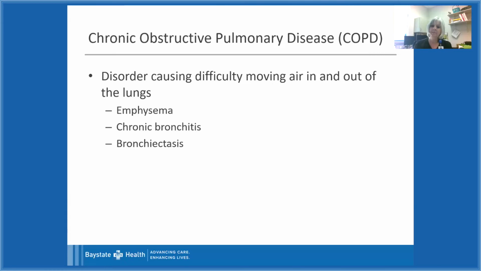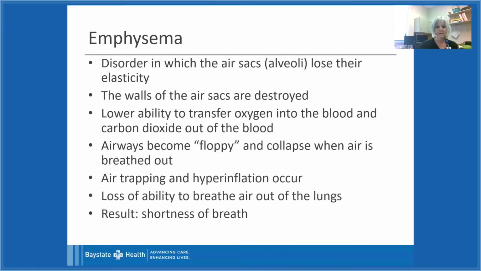So when we talk about COPD, it is chronic obstructive pulmonary disease. Chronic meaning that you have it all the time. Obstructive meaning that it's causing difficulty moving air in and out of the lungs, or both. And pulmonary refers to the lungs, and it is a disorder of the lungs. The different diseases that fall under the COPD umbrella are listed here: emphysema, chronic bronchitis, and bronchiectasis. And we're going to talk about each one of these separately. The first one we talk about is emphysema.